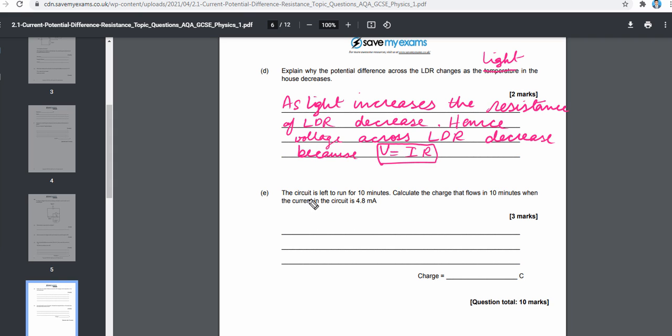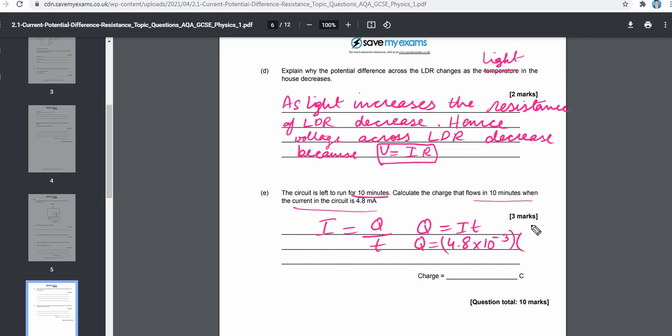Okay, now the next one says the circuit is left to run for 10 minutes. Calculate the charge that flows in 10 minutes when the current in the circuit is 4.8 milliampere. As we have discussed, the formula for current is I equals charge per unit time, and we have to find the charge, so we'll rearrange it. So Q will become equal to IT, and I is 4.8 milliampere, so I'll write 4.8 times 10 to the power of negative 3, because it's milli, times the time, which is 10 minutes.